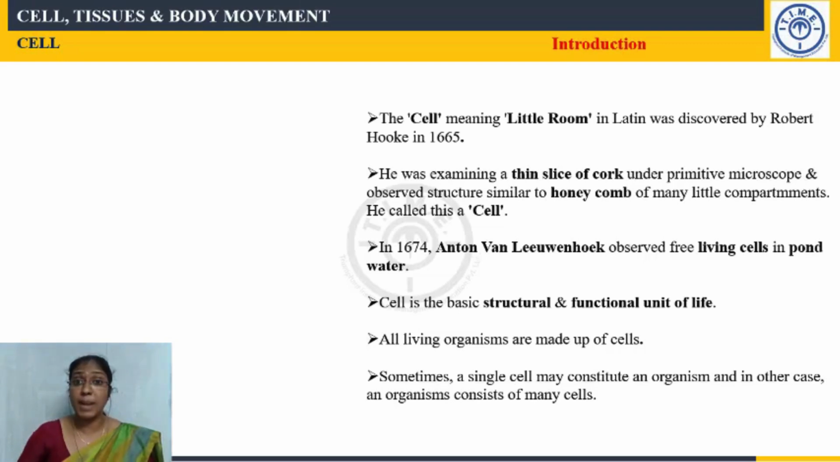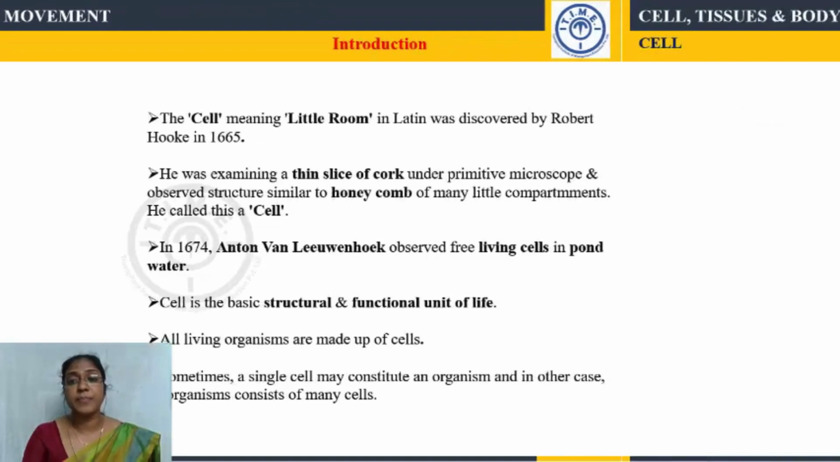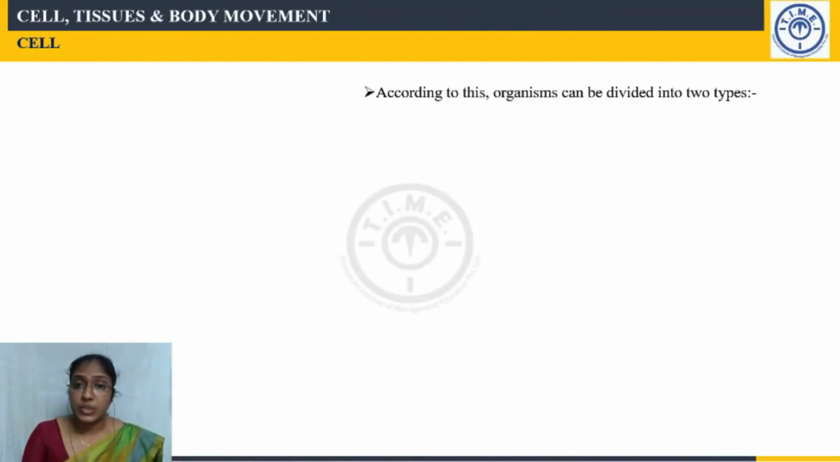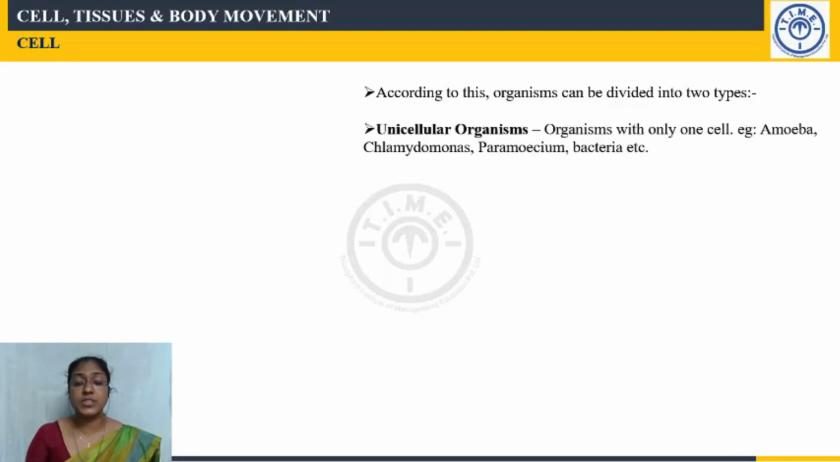So we have multicellular organisms, with many more cells. Organisms can be of a single cell, or in other cases consist of many cells. Is that clear? Yes, this is all the introductory part. According to the number of cells, organisms can be divided into two types: unicellular organisms and multicellular organisms.